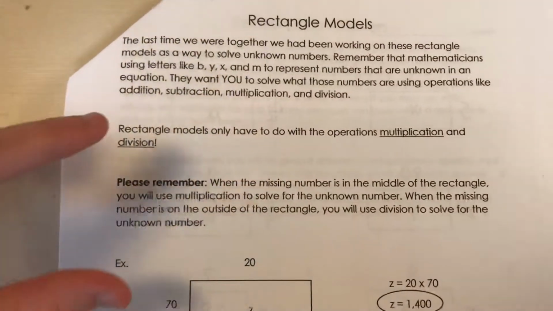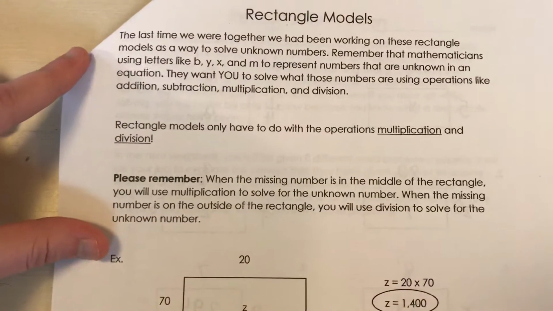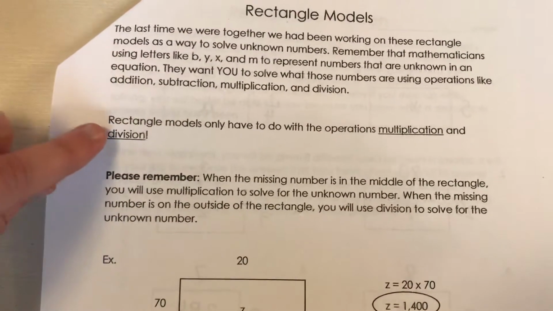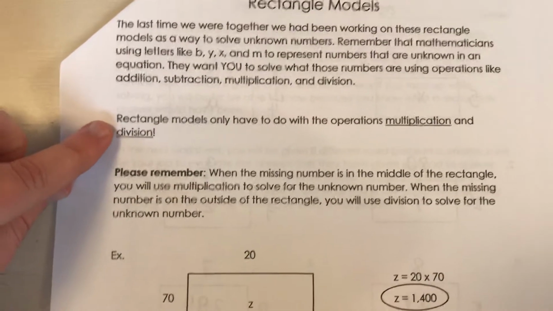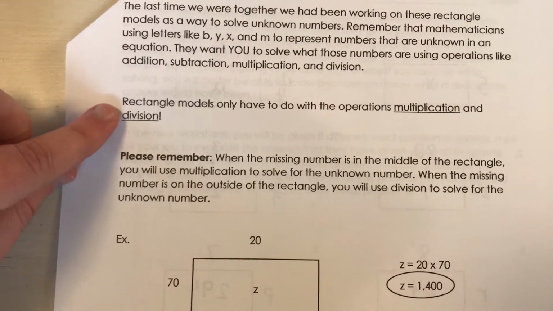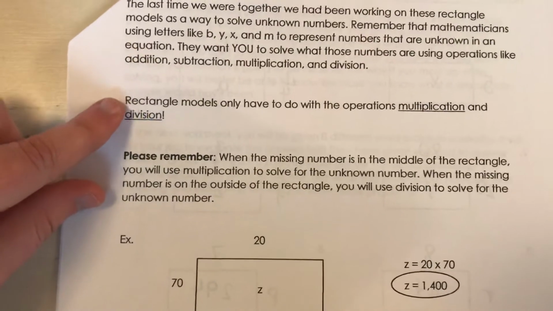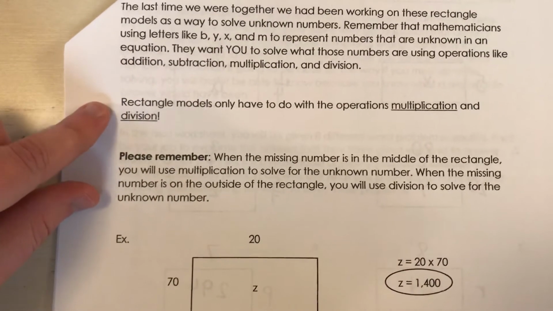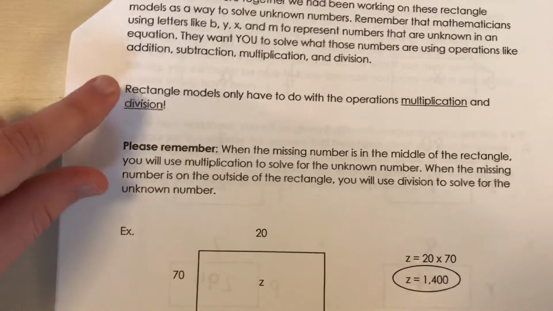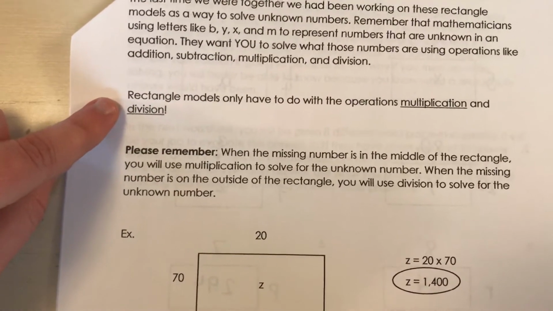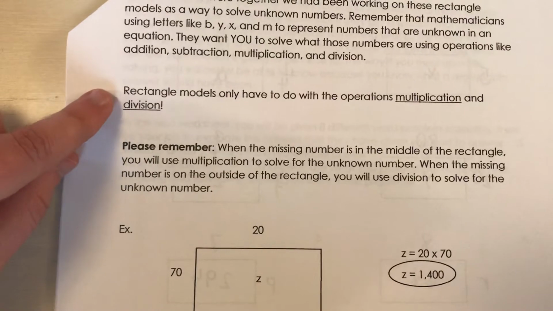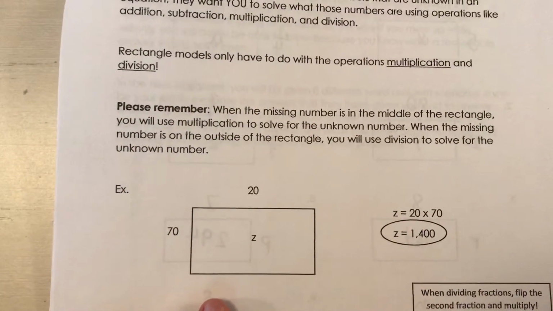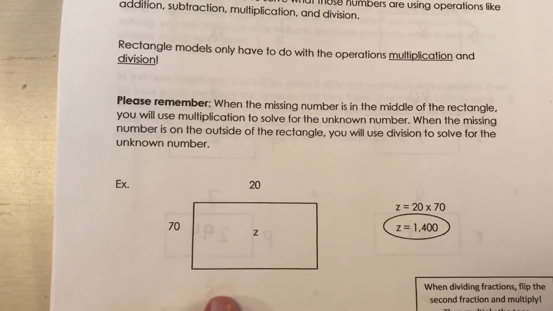Now, just like the last worksheet, I've included some instructions at the top to get your brain remembering what we're doing. But a couple important things to remember. With the branch diagrams, it was all addition and subtraction. However, with these rectangle models, they only have to do with multiplication and division. So we're going to switch our brains. We're no longer working with the branch diagrams and adding and subtracting. Now these models are going to help us with multiplying and dividing for unknown numbers.